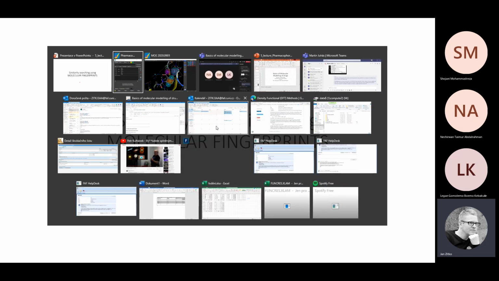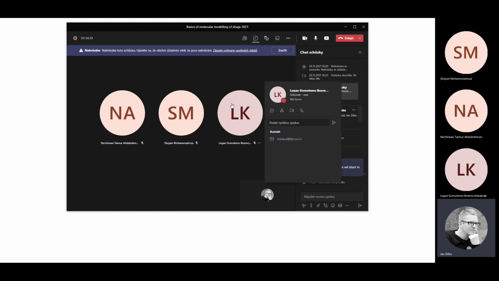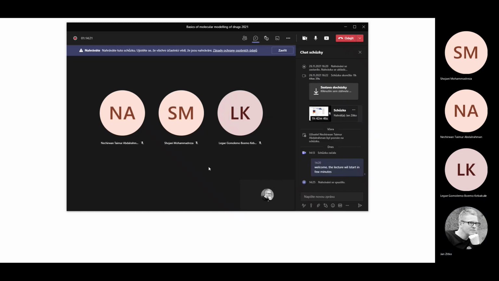So I briefly switch to the main window if there are some questions. It's probably not the case. You can always ask on your microphone.